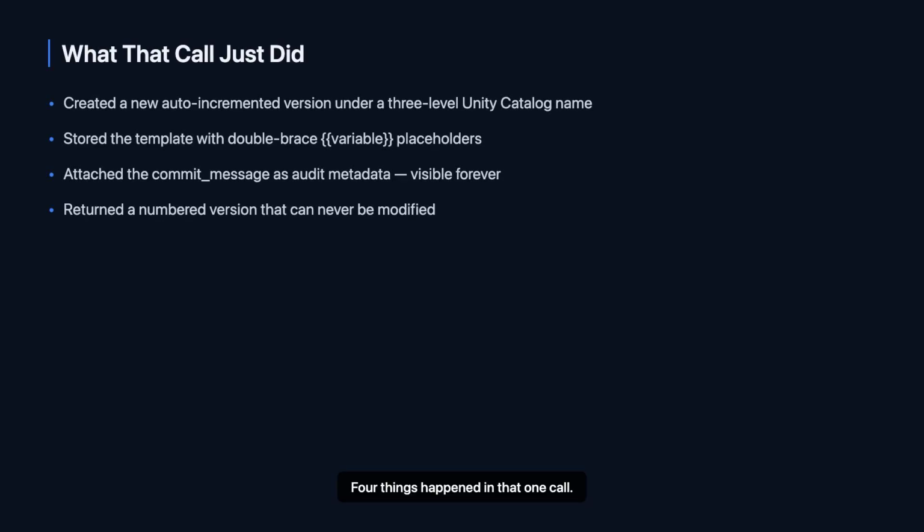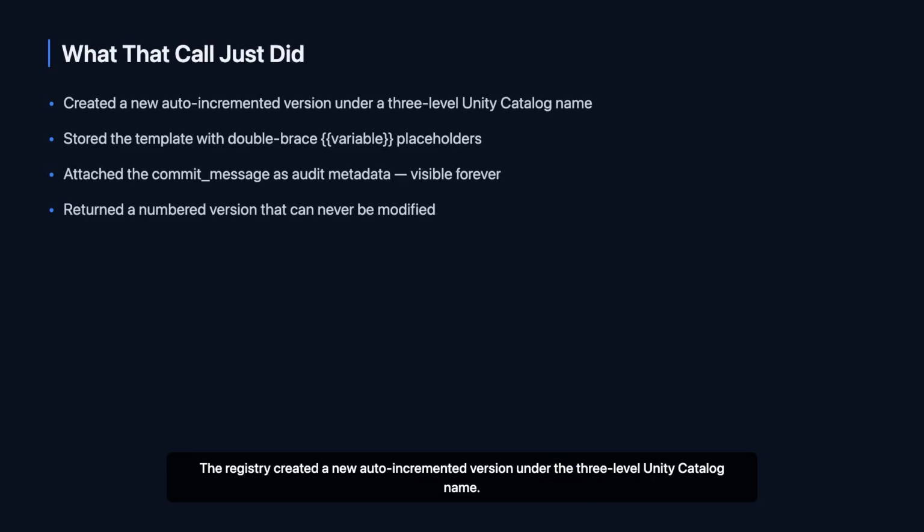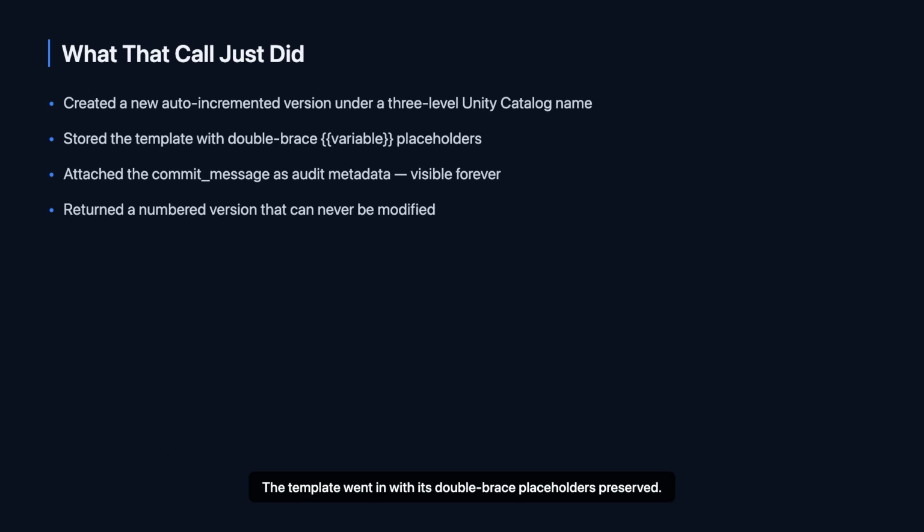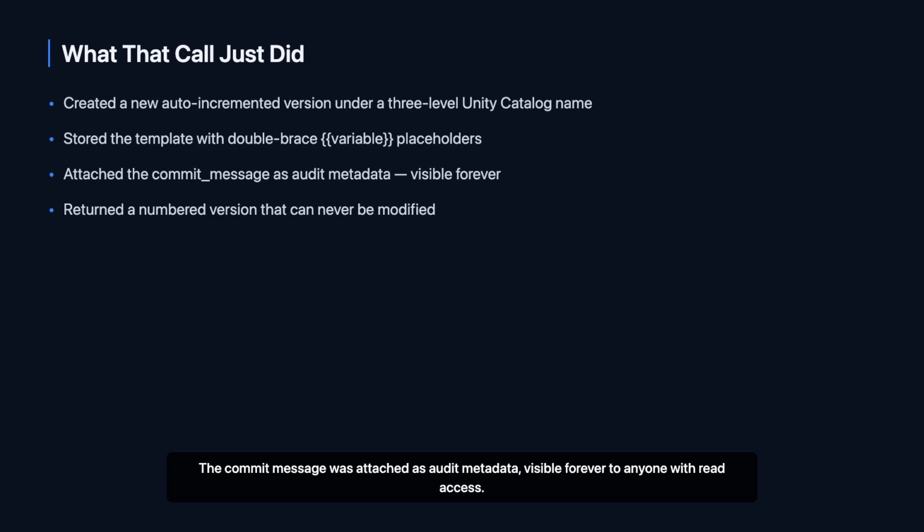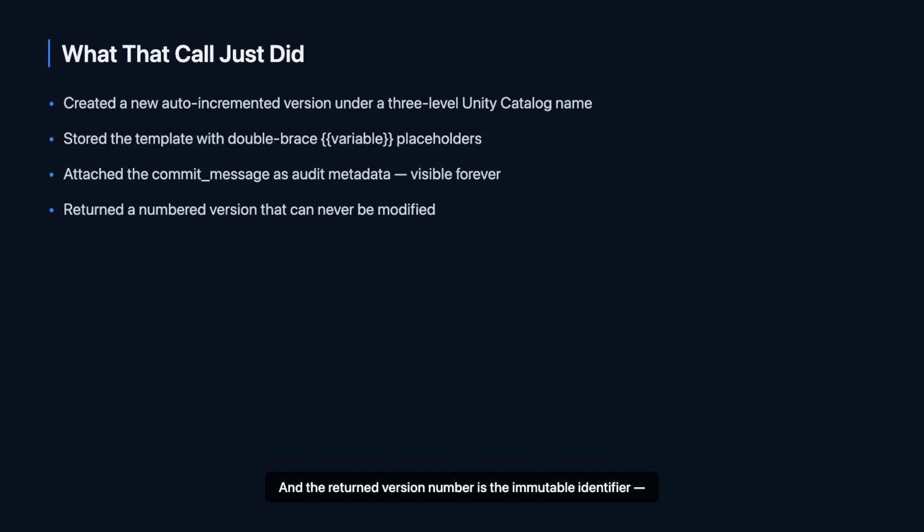4 things happened in that one call. The registry created a new auto-incremented version under the 3-level Unity Catalog name. The template went in with its double brace placeholders preserved. The commit message was attached as audit metadata, visible forever to anyone with read access, and the returned version number is the immutable identifier. It will refer to exactly that template string for the lifetime of the catalog.